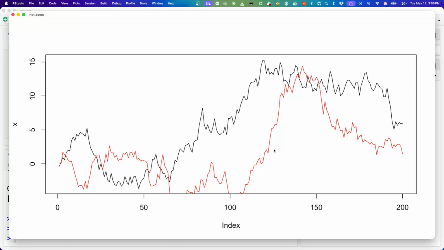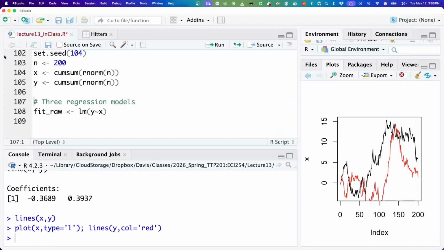So we have our X value in black and our Y value in red. And I want to apply stationarity. Does anyone have any ideas on how I might be able to do that? No ideas at all? Okay. It's actually a little bit harder than you might think.